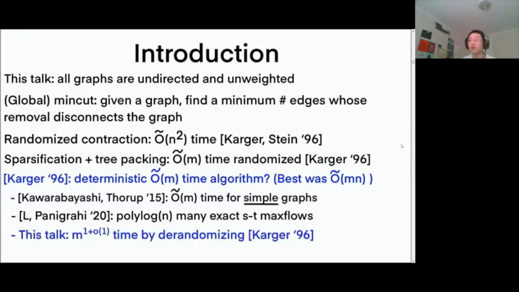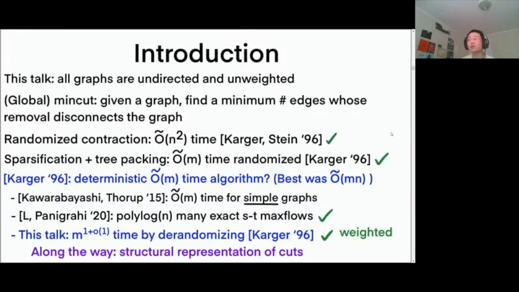And finally, in this talk, we use a different approach, and we achieve near linear time by essentially de-randomizing Karger's algorithm based on sparsification and tree packing. And along the way, we'll see that in order to de-randomize this algorithm, we require a structural representation of cuts, and we'll present such a representation in the talk. And by the way, most of these results also work for weighted graphs. So in particular, this result on deterministic mincut also works for weighted graphs. But for the simplicity of this talk, we'll be considering unweighted graphs.